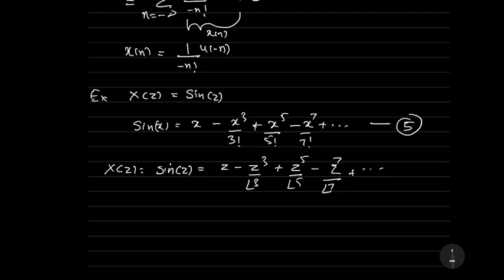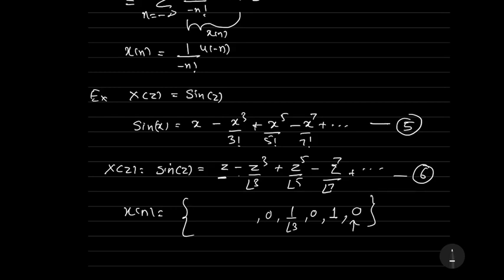Therefore, if you take the inverse z transform of this equation number 6, we get x of n equals the following. Since z to the power 0 is not an element, the coefficient is 0, so at n equals 0 the sequence value is 0. Then z to the power 1, so its coefficient is 1. Then z to the power minus 2 is missing, so its coefficient is also 0. Then 1 by 3 factorial. Then again as z to the power 4 is missing, its value is 0. Then 1 by 5 factorial. Again z to the power 6 is missing, so its value is 0, and then 1 by 7 factorial, and so on.